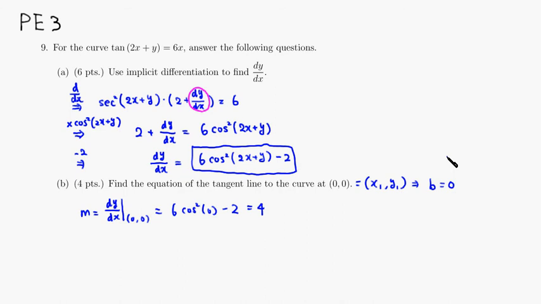So for this one, I'm going to use the slope-intercept form, which is y equals mx plus b. So therefore, y is equal to m, which is 4, times x, and b is 0, so I'm not going to write that down. So that's the equation of the tangent line we were looking for.